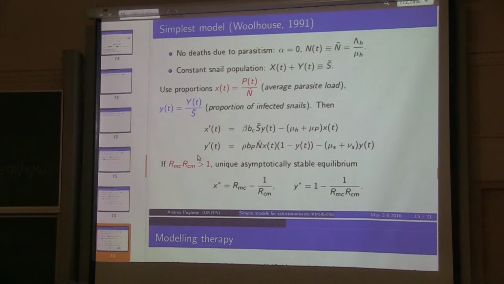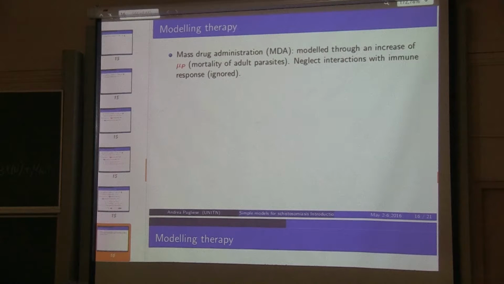And this system is very easy. You can show that this is always globally asymptotically stable. So you can say everything. And these equations may be interesting if you want to understand what happens with therapy. There may be other ones, but there are two main ways of, well, I said modeling therapy, but it's more modeling control.